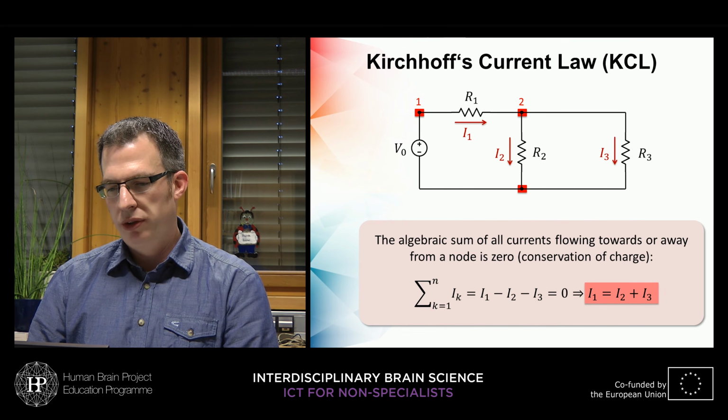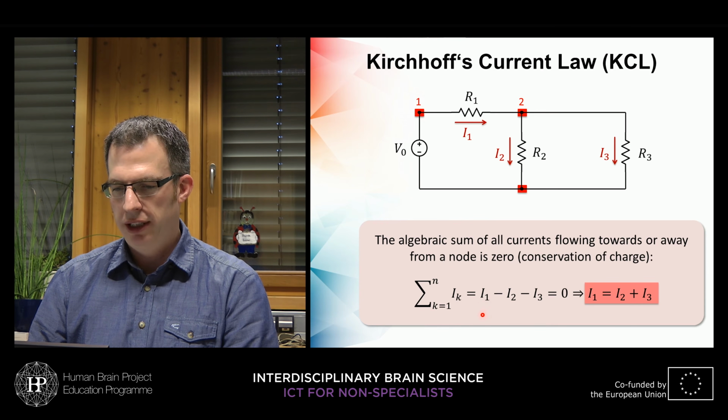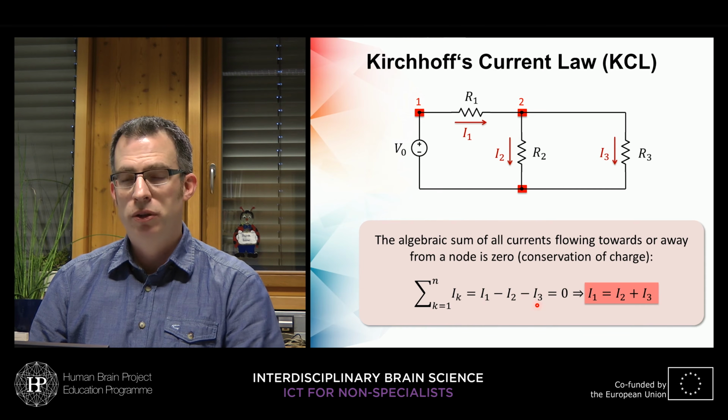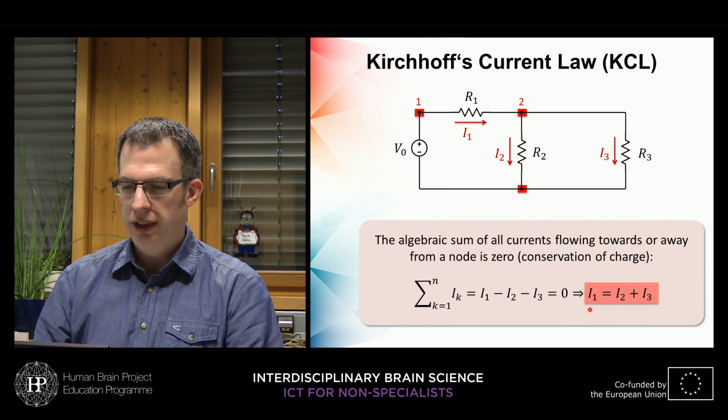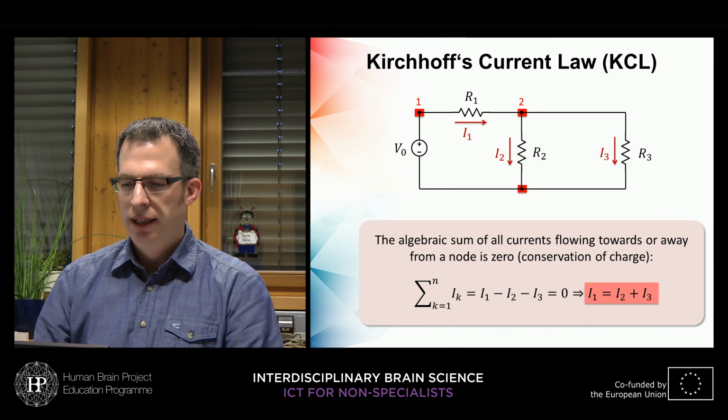So let's have a look at node 2 around here. The sum of all the currents, if we look at the signs, is I1 flowing in, say this is a positive sign, I2 is flowing out, and I3 is also flowing out of the node. So in the end we have I1 is the sum of I2 plus I3. Also more or less obvious, but it's good to keep this in mind.